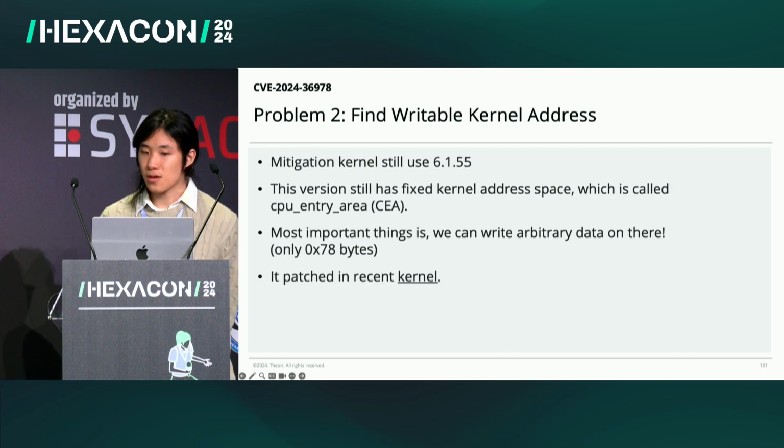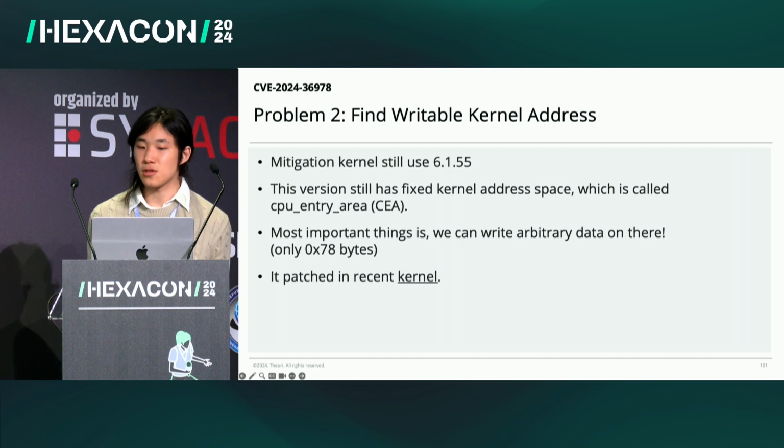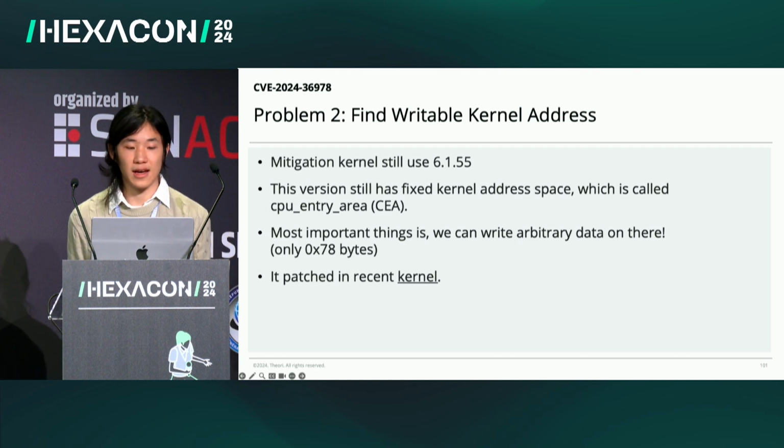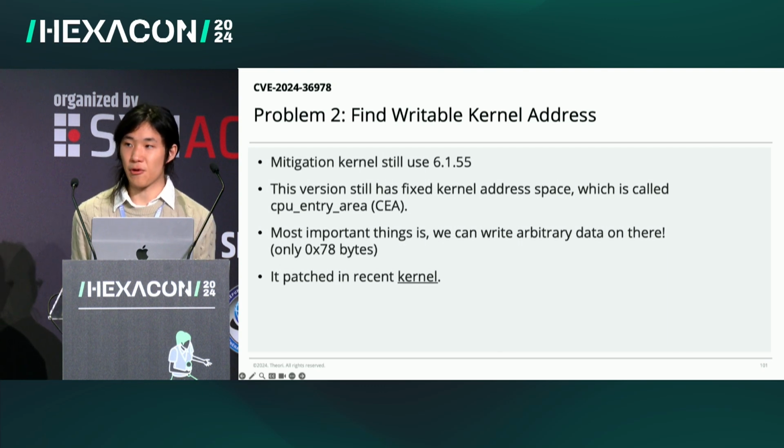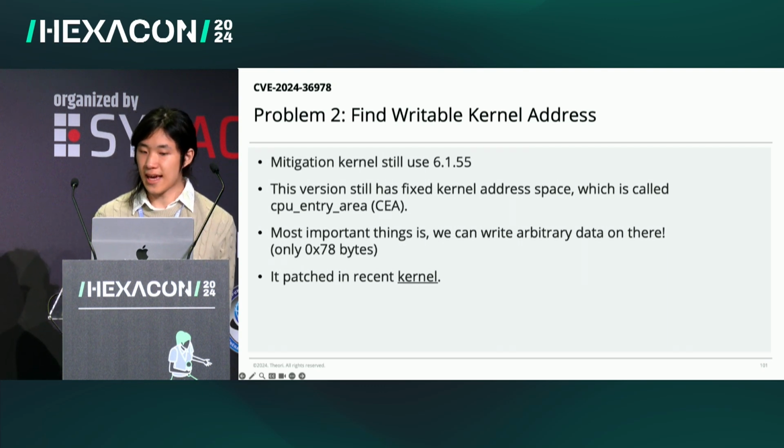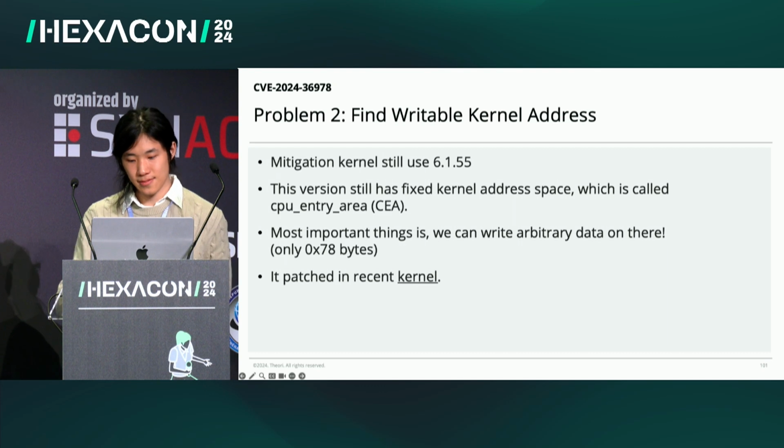And I use a trick: the mitigation kernel still uses 6.1.55. This version still has a fixed kernel address space, called the CPU entry area, CEA for short. The most important thing is we can write arbitrary data there, but it is patched in recent kernels. So it is impossible to use on the latest LTS.